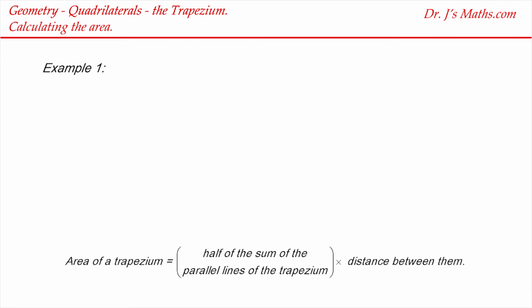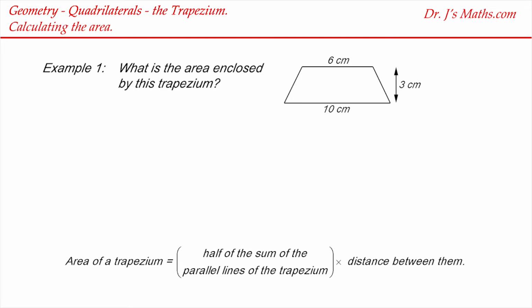Now we understand how to calculate the area of the trapezium, and so we can do an example. What is the area enclosed by the trapezium I've shown here? You notice its top side is 6 centimetres, its lower side is 10 centimetres, and there's 3 centimetres between them. Well, the area is the sum of the parallel sides, 6 plus 10, divided by 2, times the distance between them, which is 3. So that puts in your calculator, or you do it in your head, 12 centimetres squared.